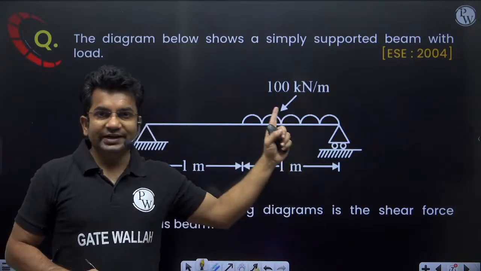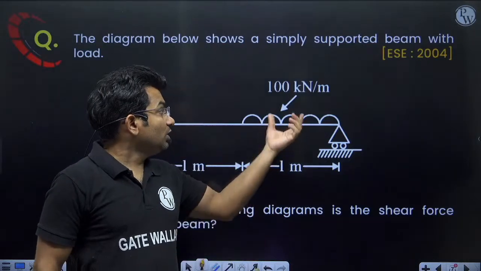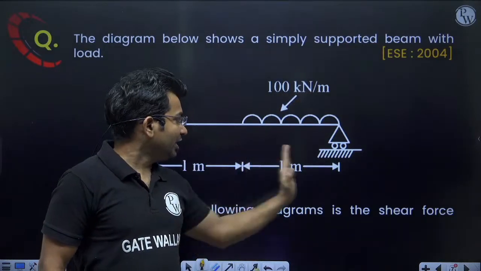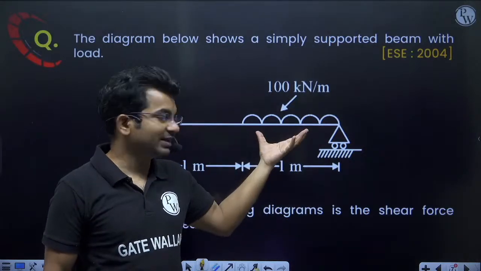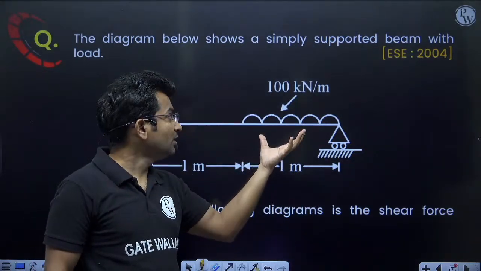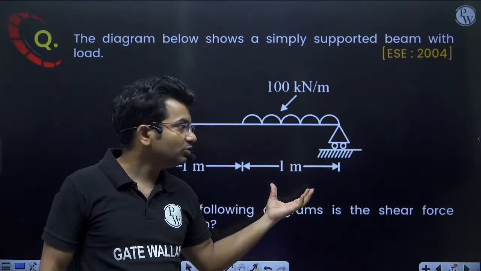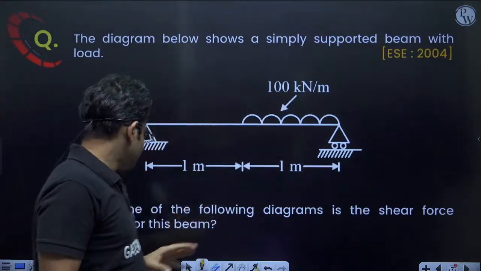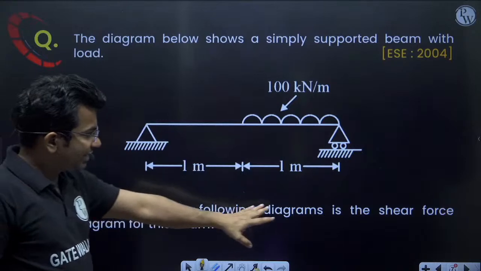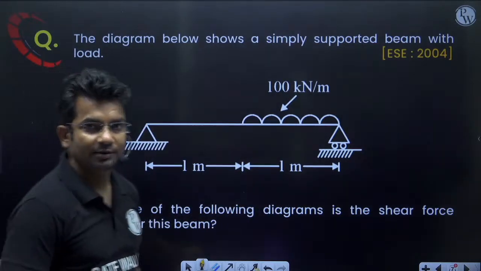So this is the intensity. Can you tell me what is the total load? Total load will be equal to intensity of loading into the length over which this load is acting. So this 100 kilonewton per meter is acting over a length of 1 meter only. So total load will also be 100 kilonewton only. Now, which one of the following diagrams is the shear force diagram for this beam? So we have to find out the shear force diagram.